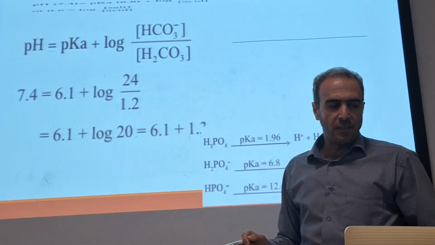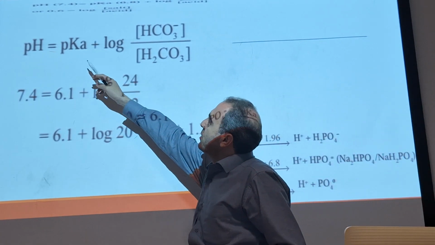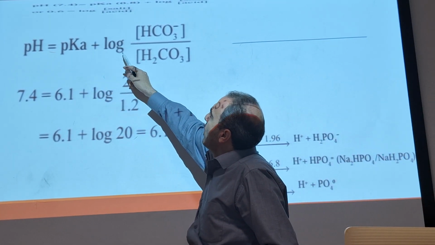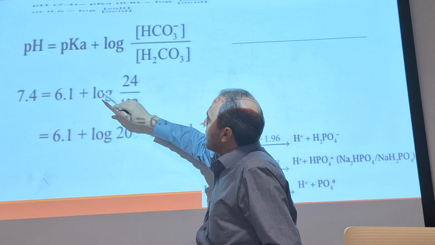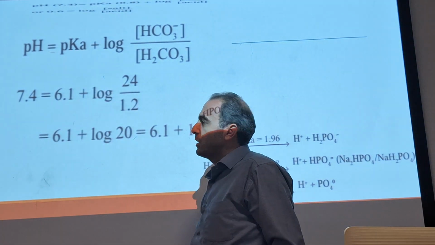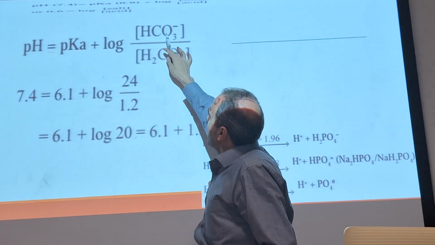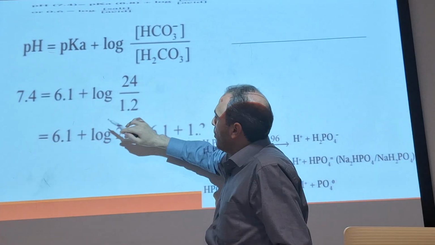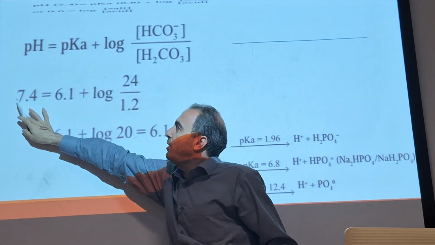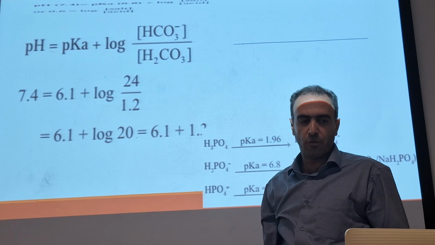In the bicarbonate system, pH is equal to pK plus log bicarbonate to carbonic acid. The pK is 6.1. The concentration is 24 to 1.2. And actually the pH is 7.4, the normal pH.